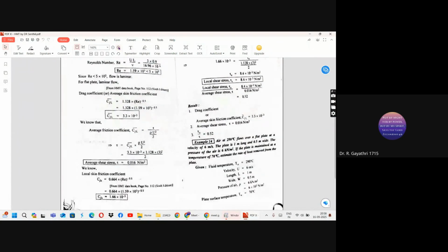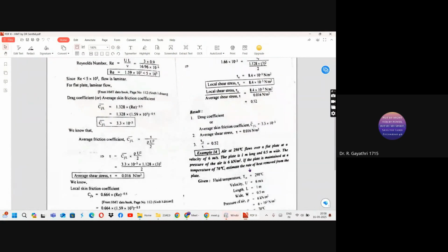In our class discussion, we consider everything at 1 atmospheric pressure. In this problem, we can see a pressure value of 6 kilonewton per meter square. 6 kilonewton per meter square is noted.